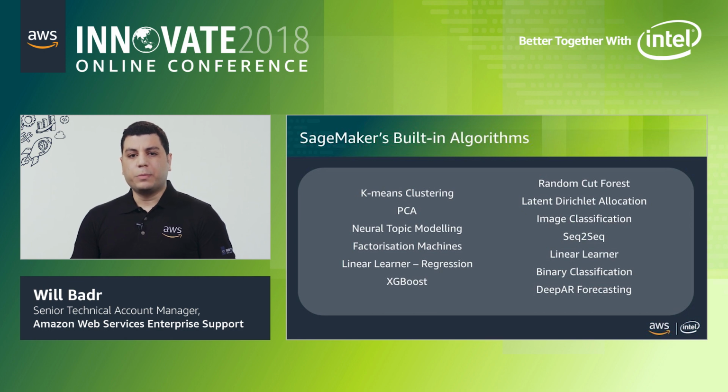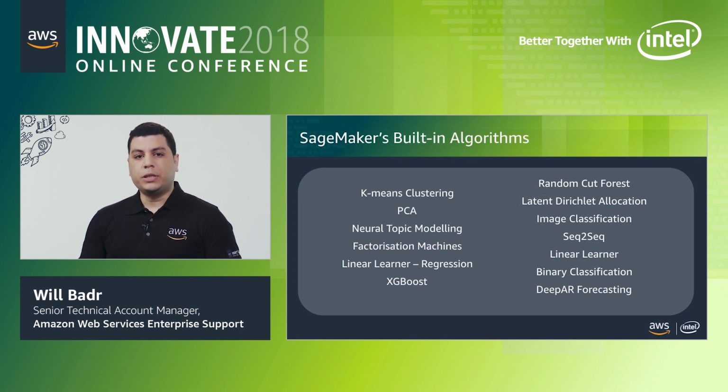SageMaker supports all frameworks, and it has a bunch of built-in high-performance machine learning algorithms that can be used out of the box for a variety of problems. Algorithms like image classification that classify and recognize different images, or sequence-to-sequence that can be used for machine translation and text summary, or factorization machine that can be used in click predictions and item recommendations.